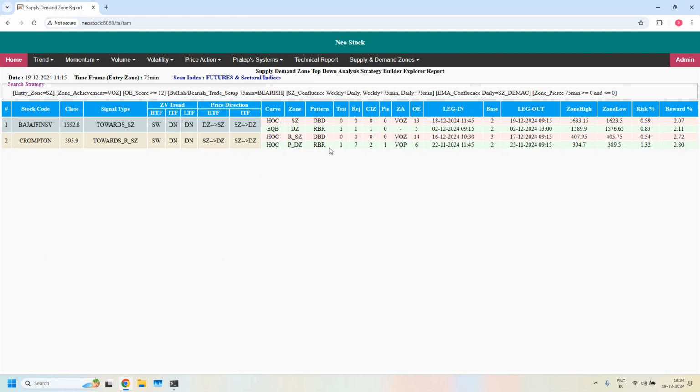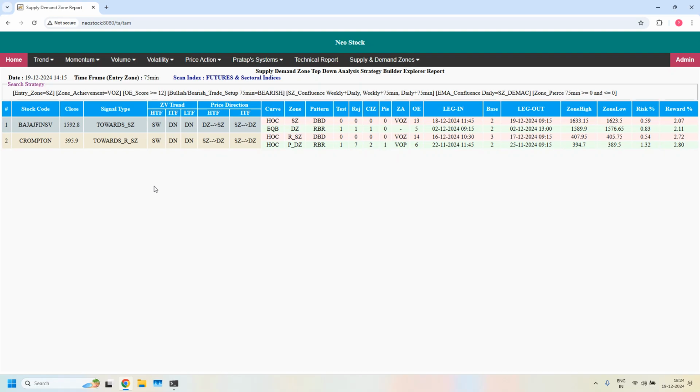In both these stocks, 75 minute supply zone is part of the daily supply zone, both together part of the weekly supply zone. And both the HTF, that means weekly trend is sideways, no need to check for EMA confluence, because EMA confluence does not give any extra advantage in sideways trend.